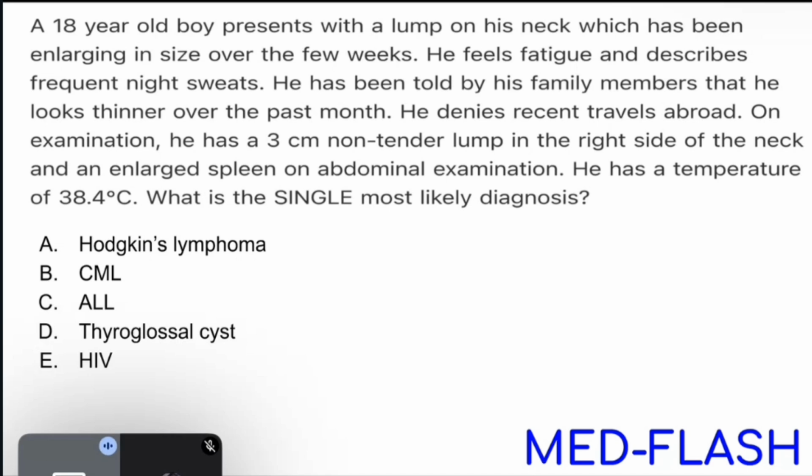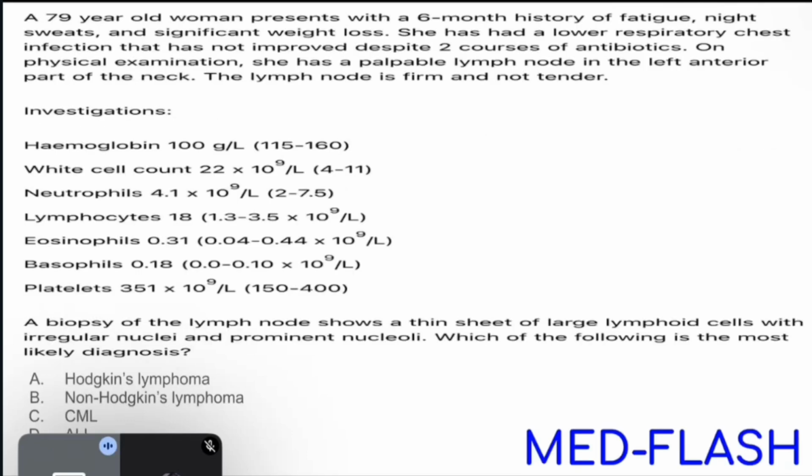Fatigue due to anemia can be considered, but there's nothing else which suggests ALL. So our obvious answer has to be Hodgkin's lymphoma. I hope this is clear. On to the next question.